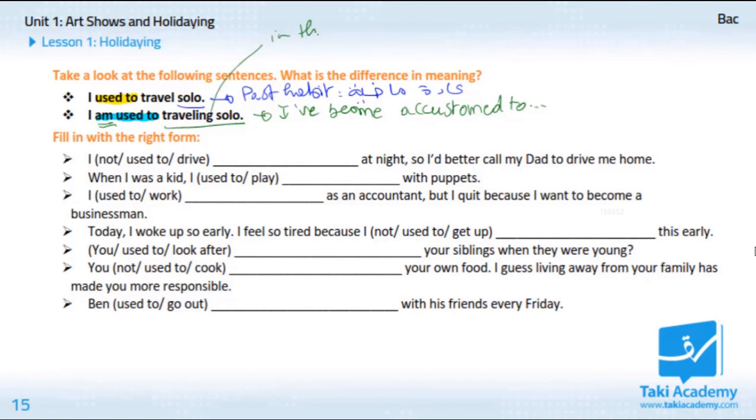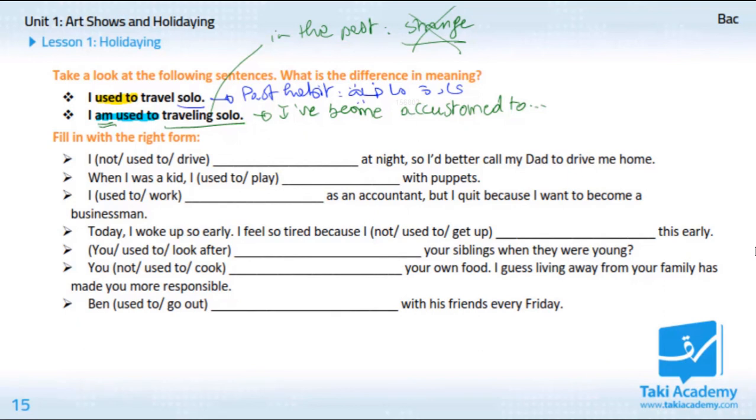okay? In the past, it was strange, okay? But then I gradually got used to it, and then I've become accustomed to traveling solo. I can tell you now I'm used to traveling solo, so it's no longer strange and it doesn't scare me anymore, okay? So this is the difference between used to and be used to.